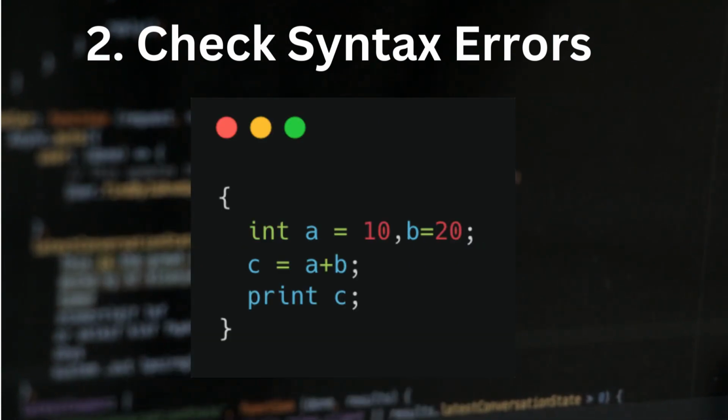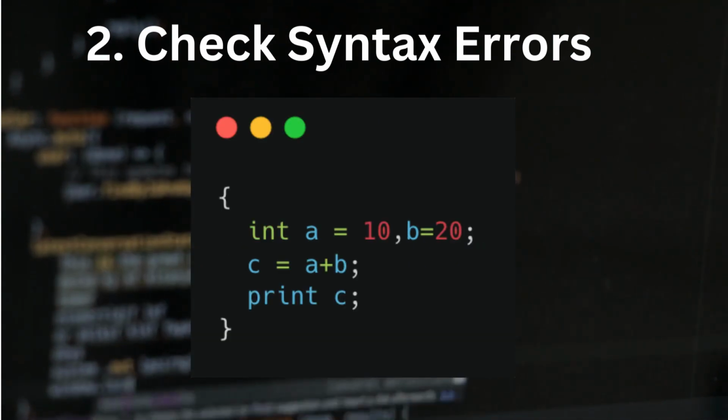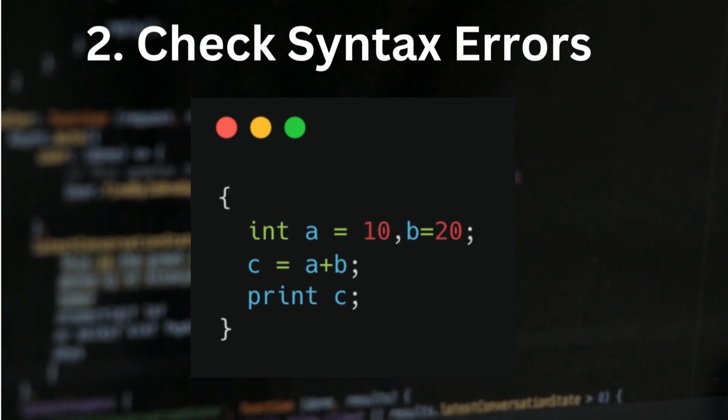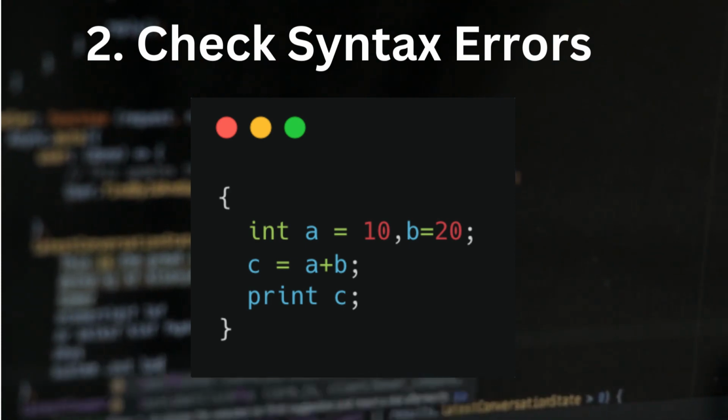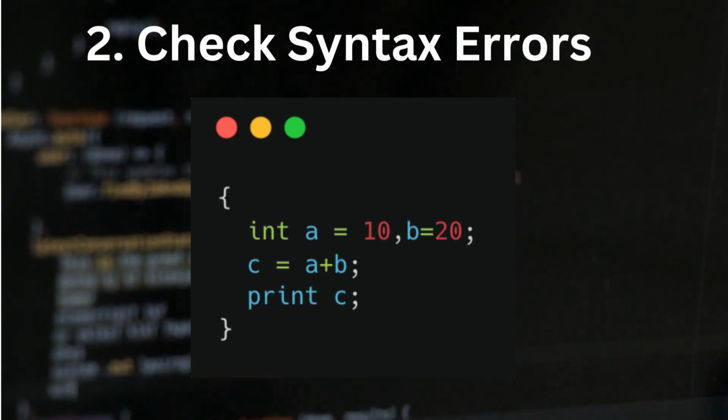Use print statements. Sometimes the easiest way to debug your code is to print out the values of variables or the flow of control. Add print statements throughout your code to help you identify where errors are occurring.